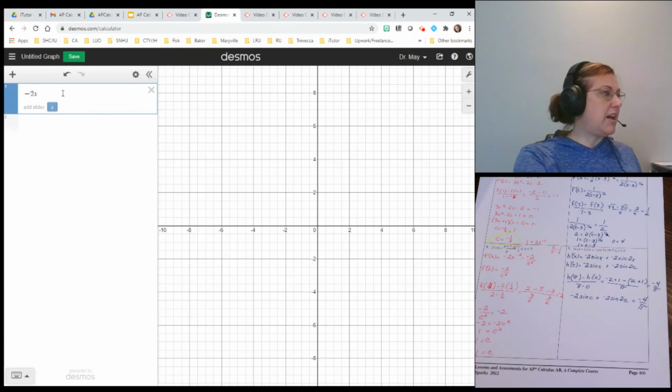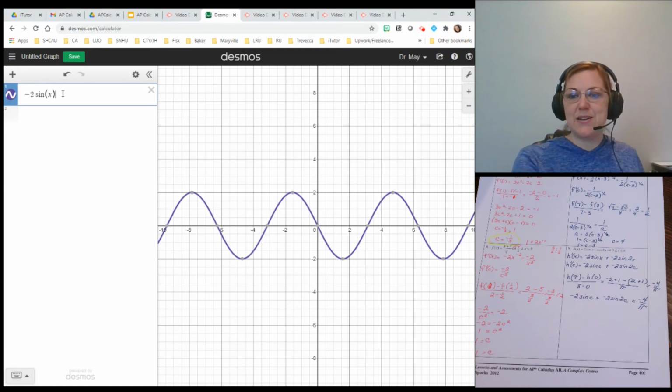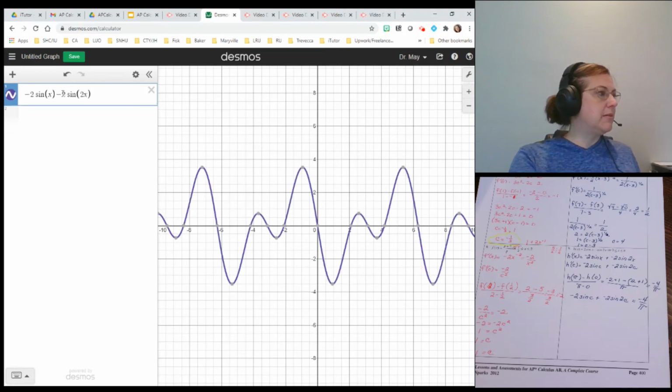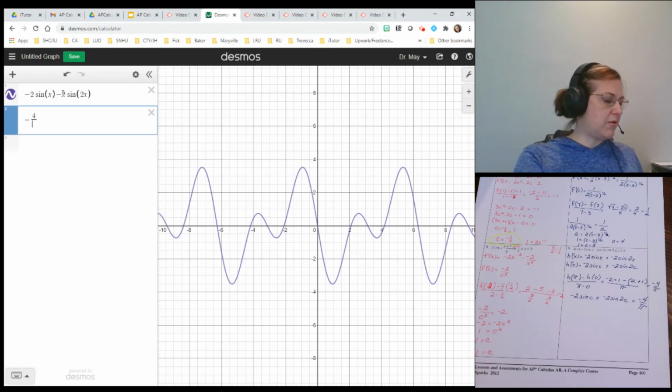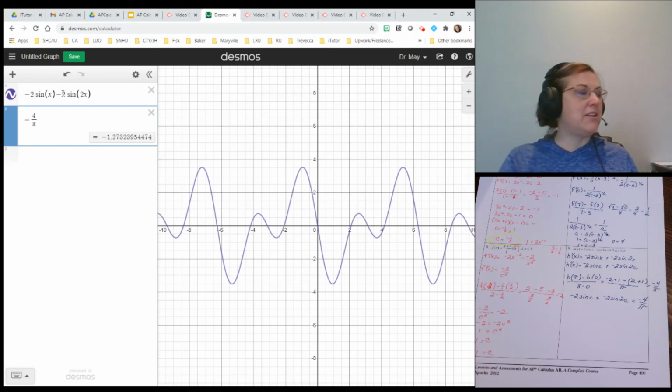I'm going to put -2 sine of x. And by the way, don't forget, we learned this in another video. Got to put parentheses around that sine of x. -2 sine of 2x. And then on the other one, I'll put -4 over pi. There we go. And I just typed pi, by the way, just so you know.